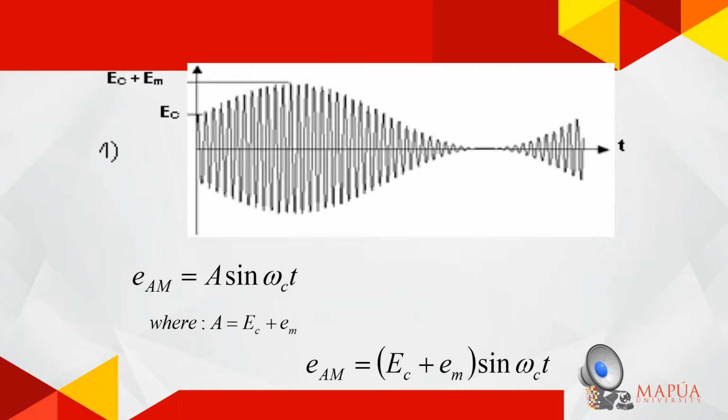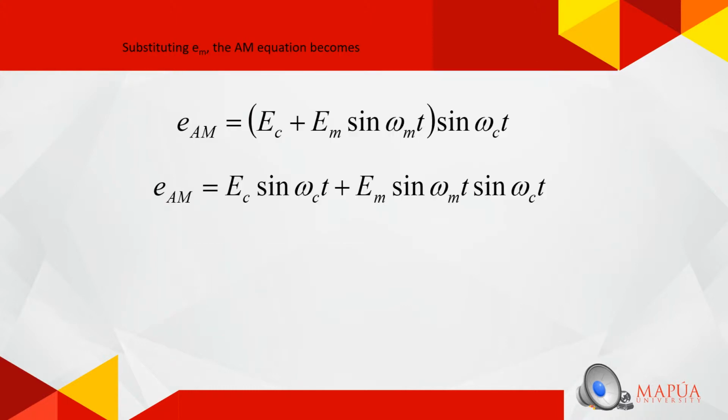Deriving the amplitude, it would be equal to E sub c plus the instantaneous value of the modulating signal. Therefore, the equation of the AM will become: the instantaneous value of AM is equal to E sub c plus the instantaneous value of the modulating signal, times sine omega c t. Substituting the instantaneous value of the modulating signal, the AM equation will become: e AM is equal to E sub c plus E sub m sine omega m t, times sine omega c t, which is E sub c sine omega c t plus E sub m sine omega m t times sine omega c t.